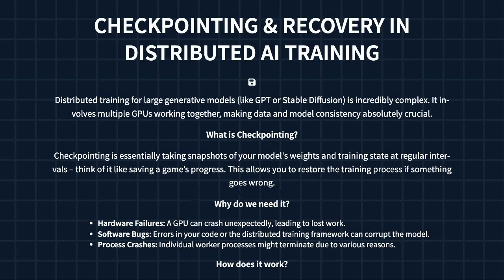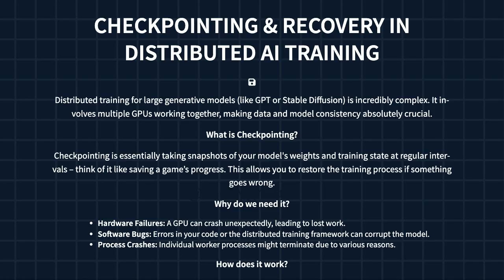Okay, let's talk about a really important piece of the puzzle when training massive AI models in a distributed setting: that's checkpointing and recovery. Training these models across multiple GPUs is powerful, but it's also incredibly complex. It's like running a huge race with lots of runners. If someone trips, you don't want to lose all their progress. Checkpointing is basically taking regular snapshots of your model's weights, its brain, and where it's at in the learning process.